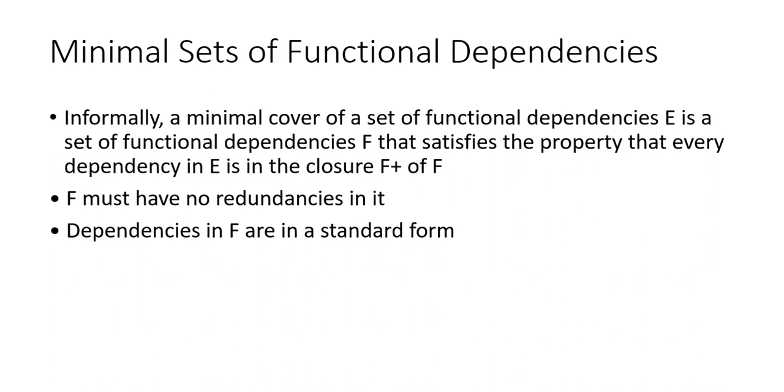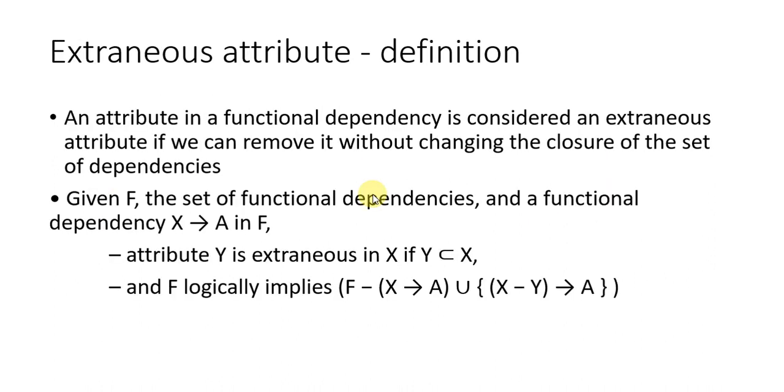Okay, now we'll see another definition, that is extraneous attribute. So we'll see what is meant by extraneous attribute. An attribute in a functional dependency is considered an extraneous attribute if we can remove it without changing the closure of the set of dependencies.